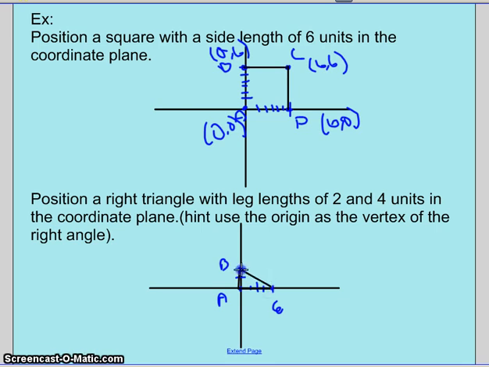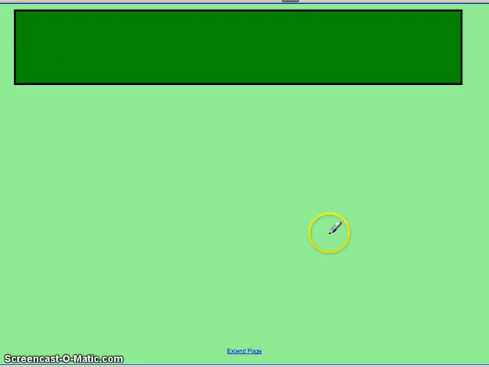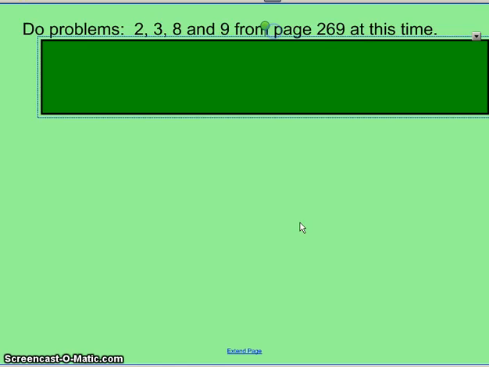Just like so. And we're going to go ahead and list those vertices. So B is at 0, 2. A is at 0, 0. And then C would be at 4, 0. So we're just positioning things in the coordinate plane like the questions are asking us.